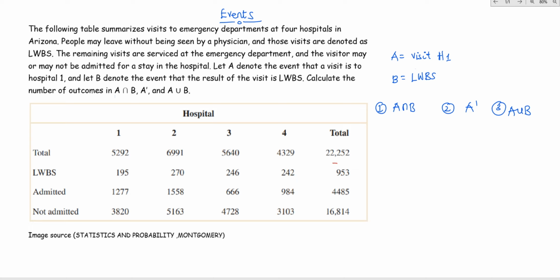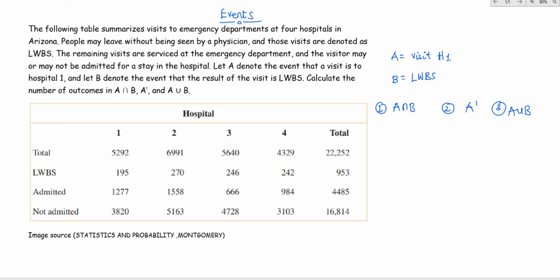This 953 here represents the total number of people that were not attended to in all the 4 hospitals. This 4,485 here represents the total number of people that were admitted in all the hospitals. And this number here represents the people that were not admitted in all the four hospitals. So now let's look at how you're going to solve this question.